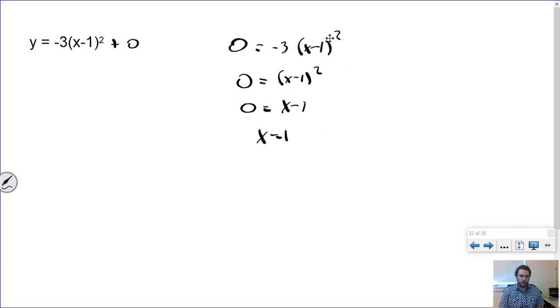Now, we could have taken a little shortcut there. Knowing that our q value is 0, it means our vertex is the x-intercept. Well, we already know how to find the x-intercept. We know the h here is 1, so what that means is I have an x-intercept at 1, 0. And it's just one x-intercept this time.